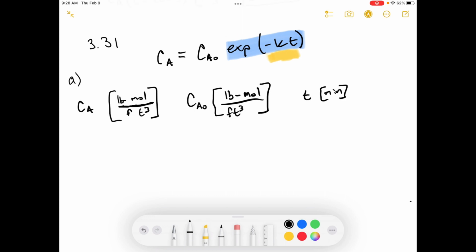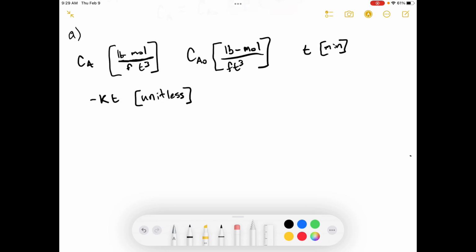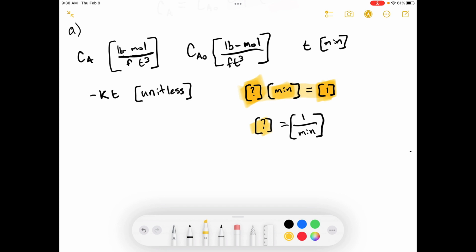So for part A, they told us the units of the different components of this equation, and we need to find out what the units of K are. The only thing that we know right now is that K times t has to be unitless. So we set up our dimensional analysis here. We know that the units of K times t need to equal 1 because that is unitless. Well, we can just use algebra now to solve for the units of K by dividing both sides by minutes, and we get that the units of K are equal to 1 over minute.